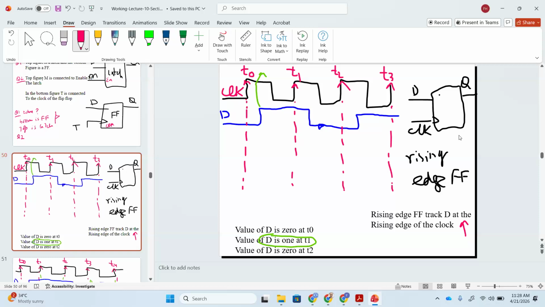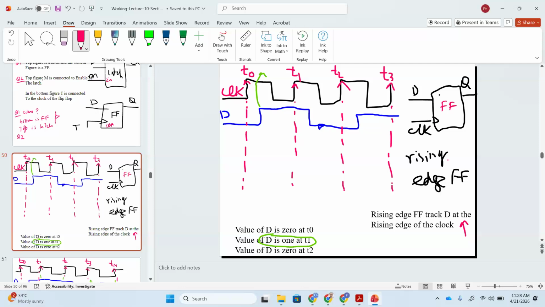Okay, please remember, this is a flip flop or latch. Anyone may answer. It's a flip flop. Yes, it's a flip flop. Why is it a flip flop? Because we have a triangle there, and this flop works on the rising edge of the clock.